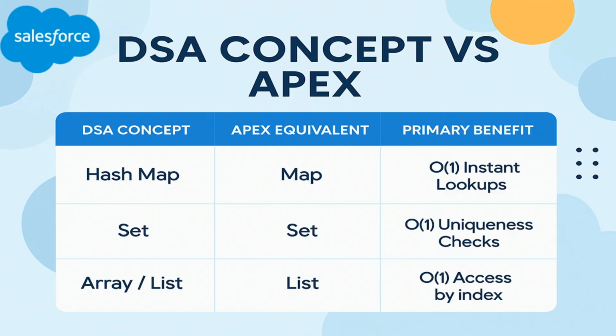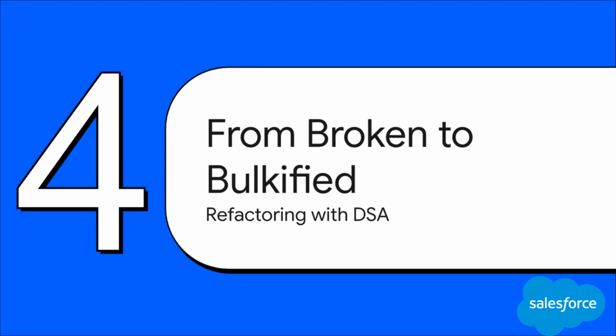And this is the best part, where the theory gets real. These aren't some abstract ideas you'll never use. In the world of Apex, a hash map is just a map. A set is, you guessed it, a set. These are the tools you're already using every single day. The game changer is really understanding their secret superpowers, like instant lookups and uniqueness checks. All right, enough theory, let's get our hands dirty. We're gonna take that broken code from before and completely transform it using these principles.